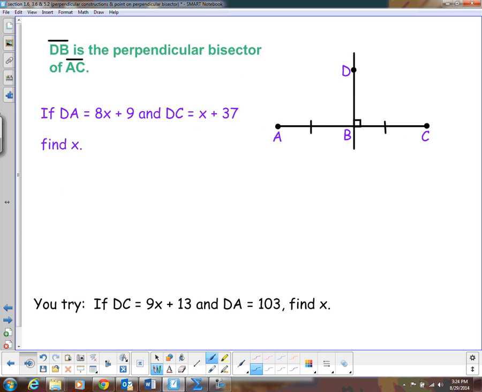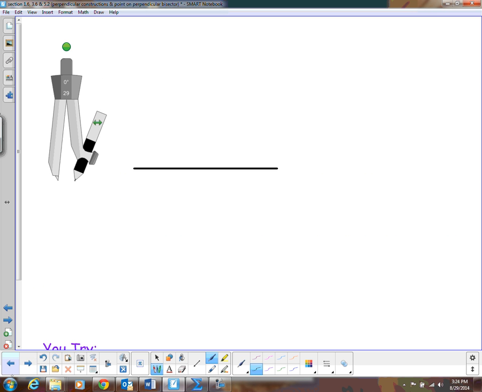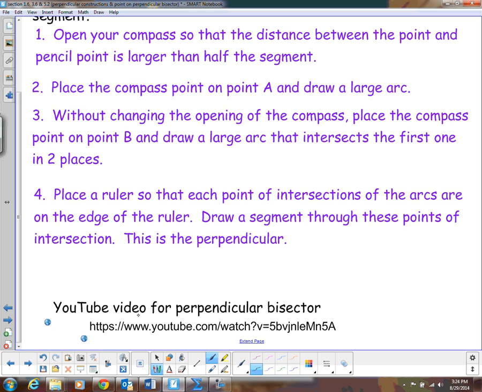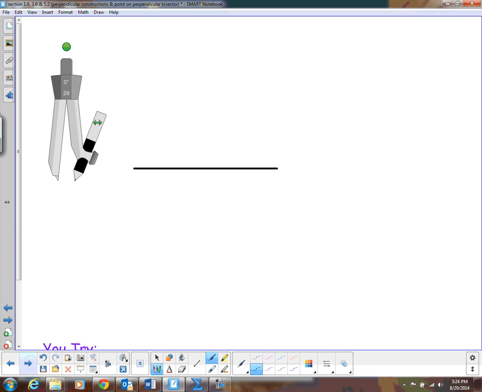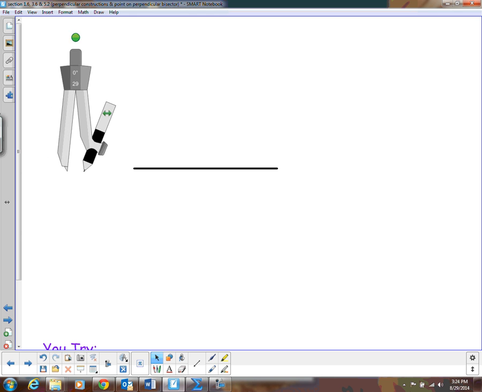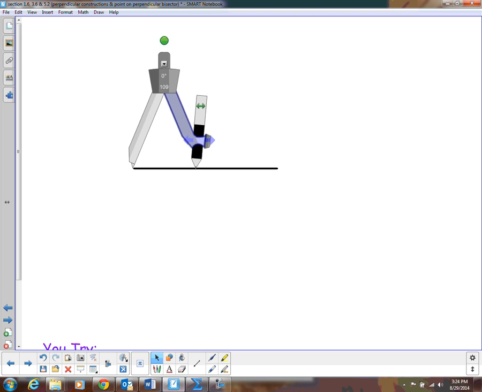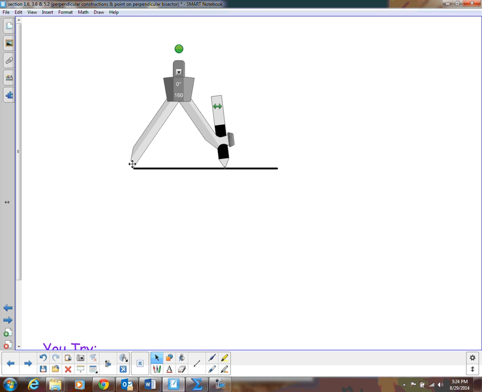All right, from here we're going to skip several pages and we're going to go down to the constructions. And our first construction is constructing a perpendicular bisector. And if you notice on these notes, there is a URL for a YouTube demonstration of a perpendicular bisector. All right, so I'm going to bisect this segment. There are directions on the other part, and what you're going to do is you're going to put your compass point on one end point of the segment. You're going to open it to over halfway on that segment. Then you're going to make a nice big arc.